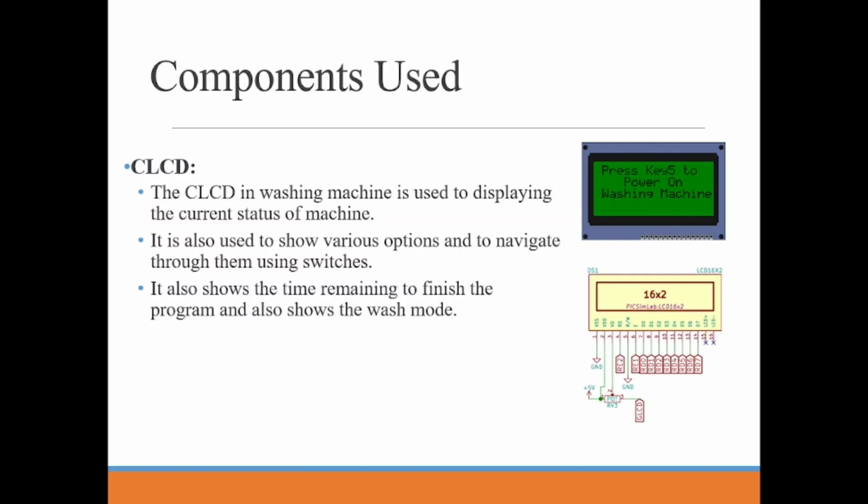And we have a CLCD. The CLCD in the washing machine is used for displaying the current status of the machine. It is also used to show various options and to navigate through the options by using the switches. It also shows the time remaining to finish the program, and also shows the washing mode. Say, for example, whether it is in wash mode, rinse mode or spin mode.